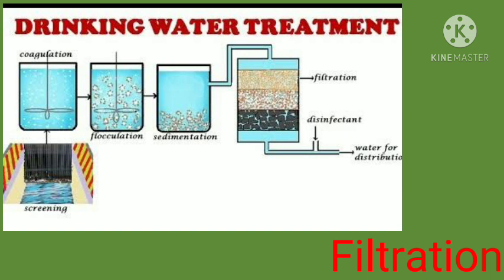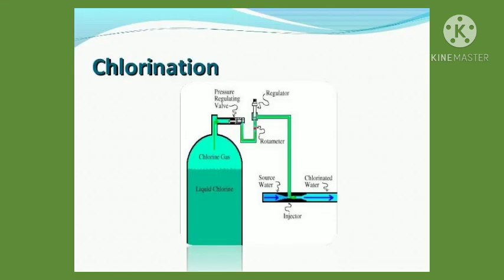Okay, then third step. So first one is sedimentation, second one is filtration. In filtration, the sand bed technique, through those small holes, insoluble impurities are completely removed. Now the water goes to the third step. What is that? Chlorination. Chlorine is one kind of salt.